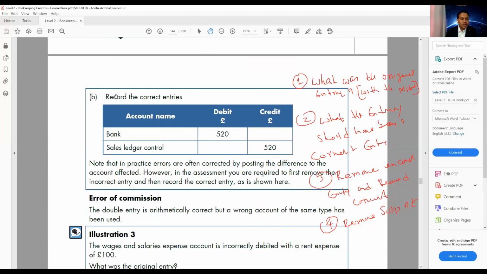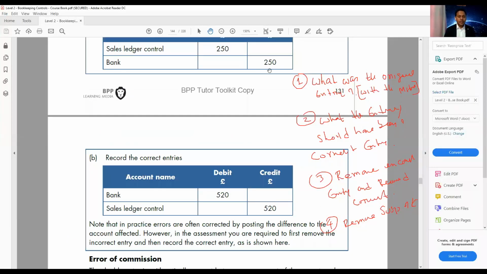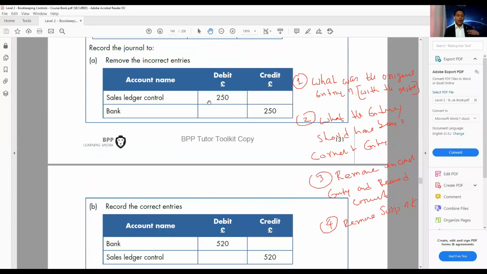And record the correct entries. I'm recording bank 520. I'm receiving 520 in the bank. So bank is debit and sales ledger control 520 is credit. This customer figure will go down by 520, not 250. So I remove the old mistake by inserting the opposite entries. If something is debit, I make it credit, so it will be gone, and I record the right one. That's it.